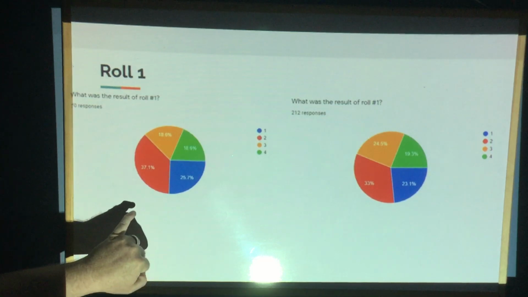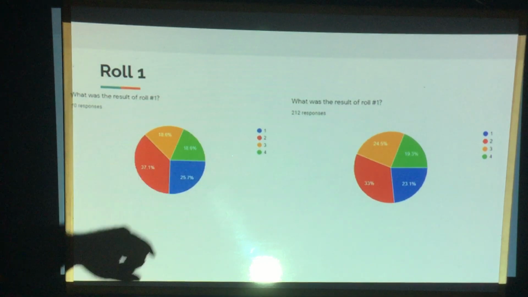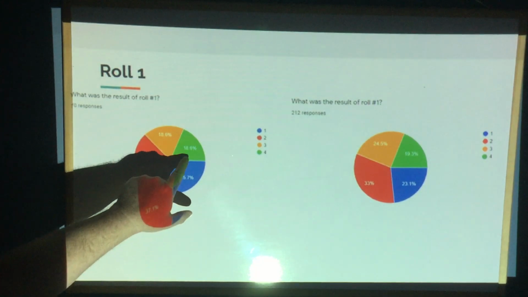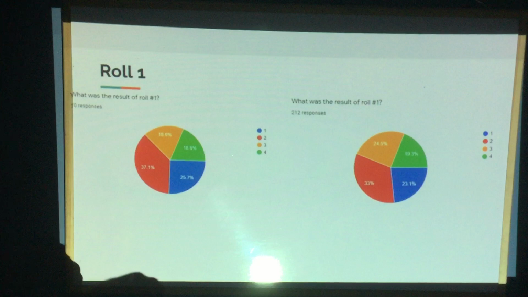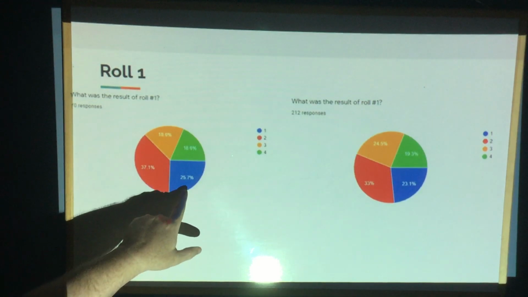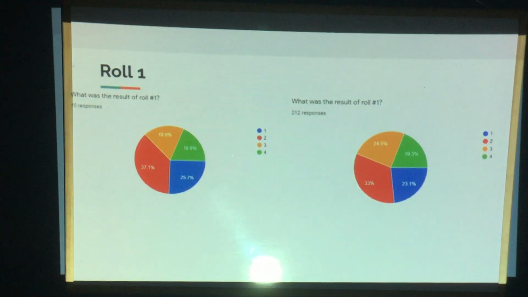But if you notice, this 37.1 went down, which means it got closer to 25%. This 18.6 went up and almost hit 25% exactly. It was below 25%, it got bigger, so it got closer to 25%. This one, on the other hand, was at 25.1, and now it's at 23.1. So 3 of them got closer, 1 of them got further away.